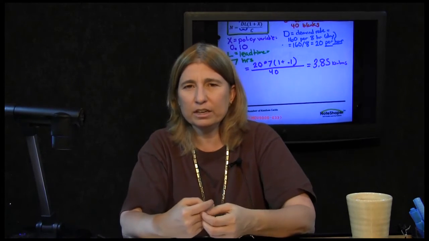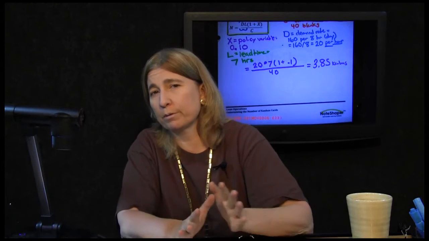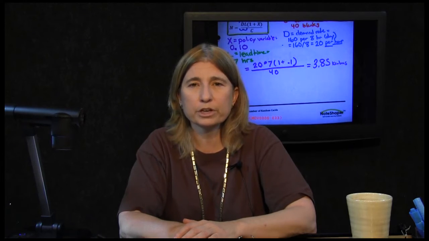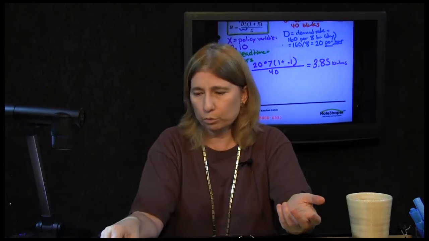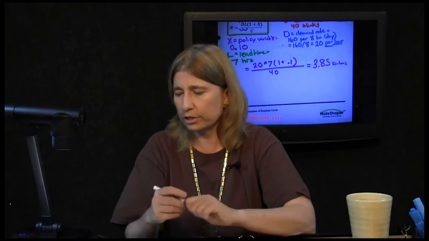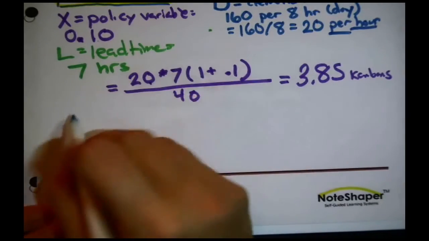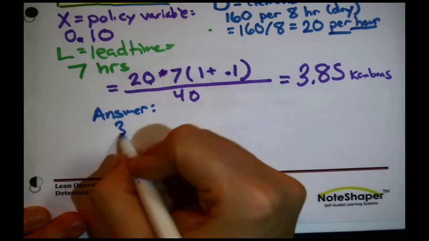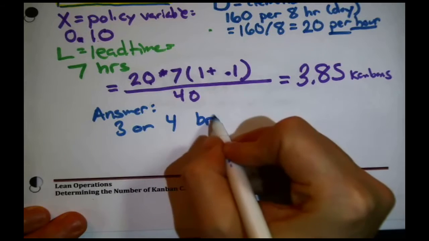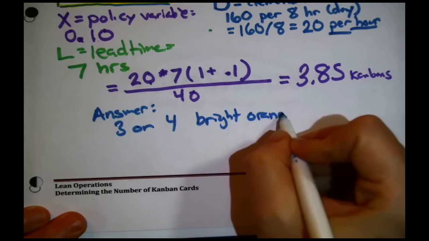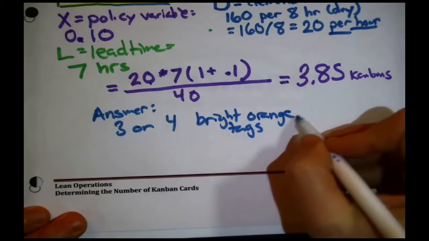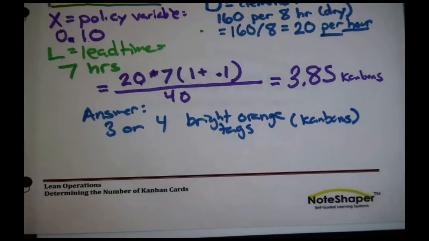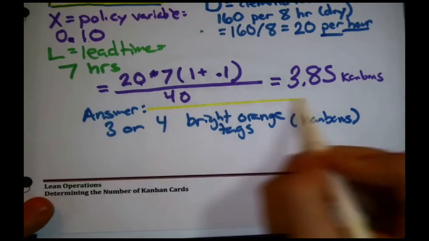That's not going to be a very helpful suggestion to Dumfries Fabrication, because there isn't any such thing as 0.85 bright orange tags. The actual answer from Dumfries Fabrication's standpoint is 3 or 4 bright orange tags, which is just another name for Kanbans. That is essentially our recommendation.